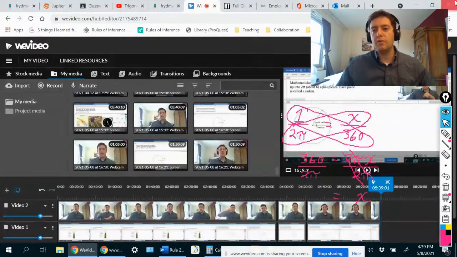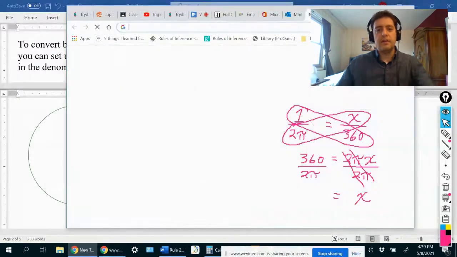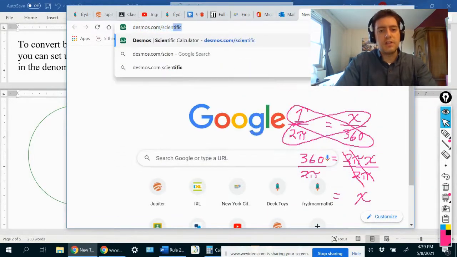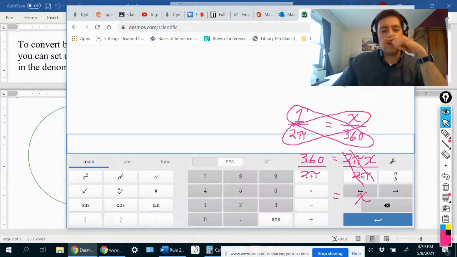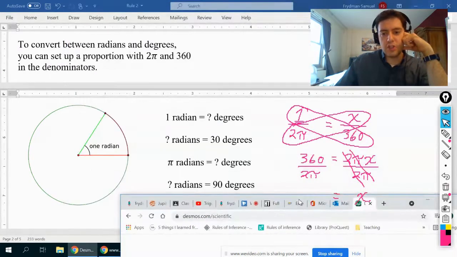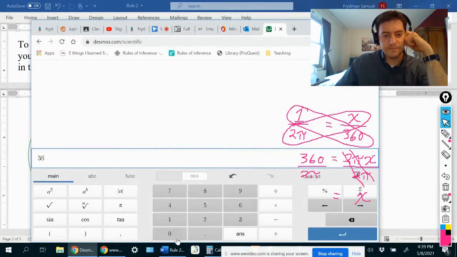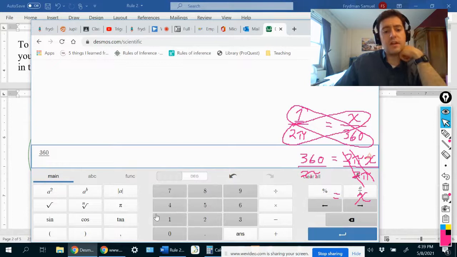I'm going to go over to the desmos.com/scientific calculator. You do have to be careful. If I were to just put 360 divided by 2 pi, oh, actually, in this calculator, I think it's okay. Yeah, in this calculator, it's all right. I can divide by 2 pi.